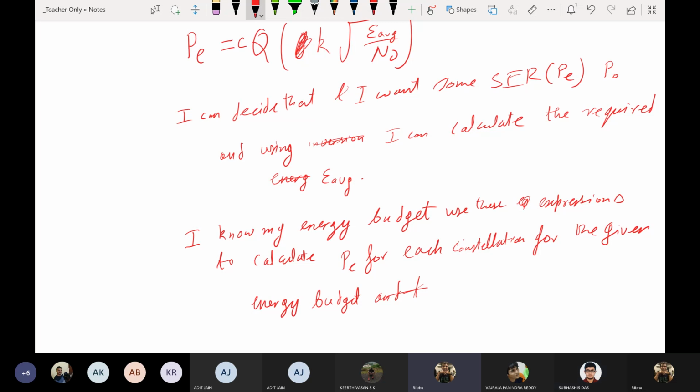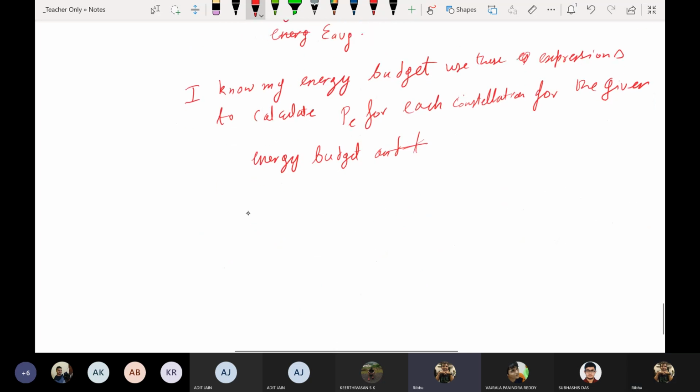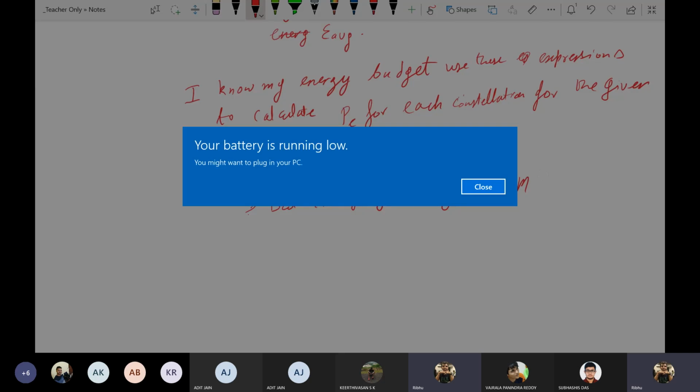So we choose QAM constellations based on this, but thankfully, rectangular QAM.